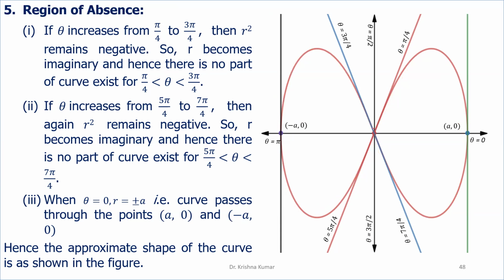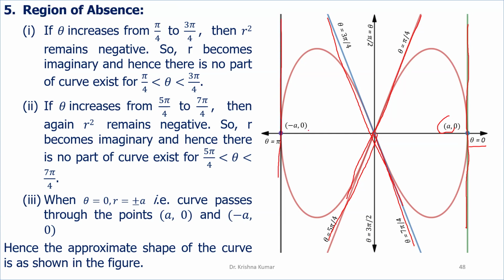Now, the second point, if you want to trace all the tangents. The first tangent is theta equal to pi by 4, theta equal to 3 pi by 4, theta equal to 5 pi by 4, theta equal to 7 pi by 4. So these are tangents. And at theta equal to 0, that is at point a0, the tangent is this, perpendicular to the initial line. Similarly, here the tangent at this point is this.